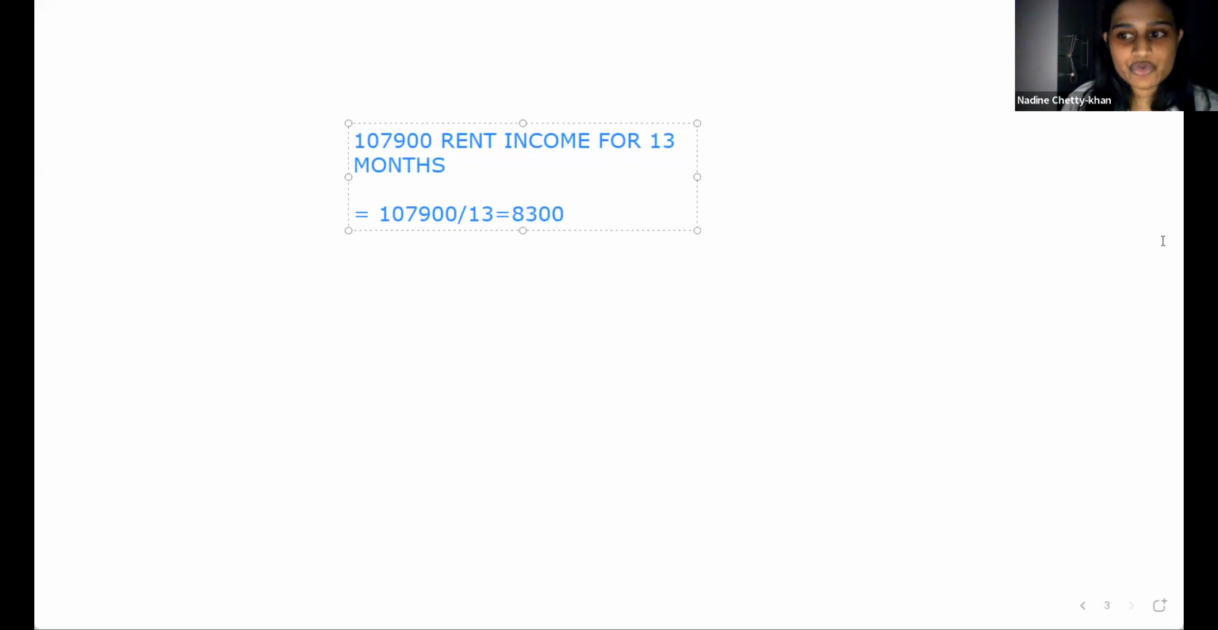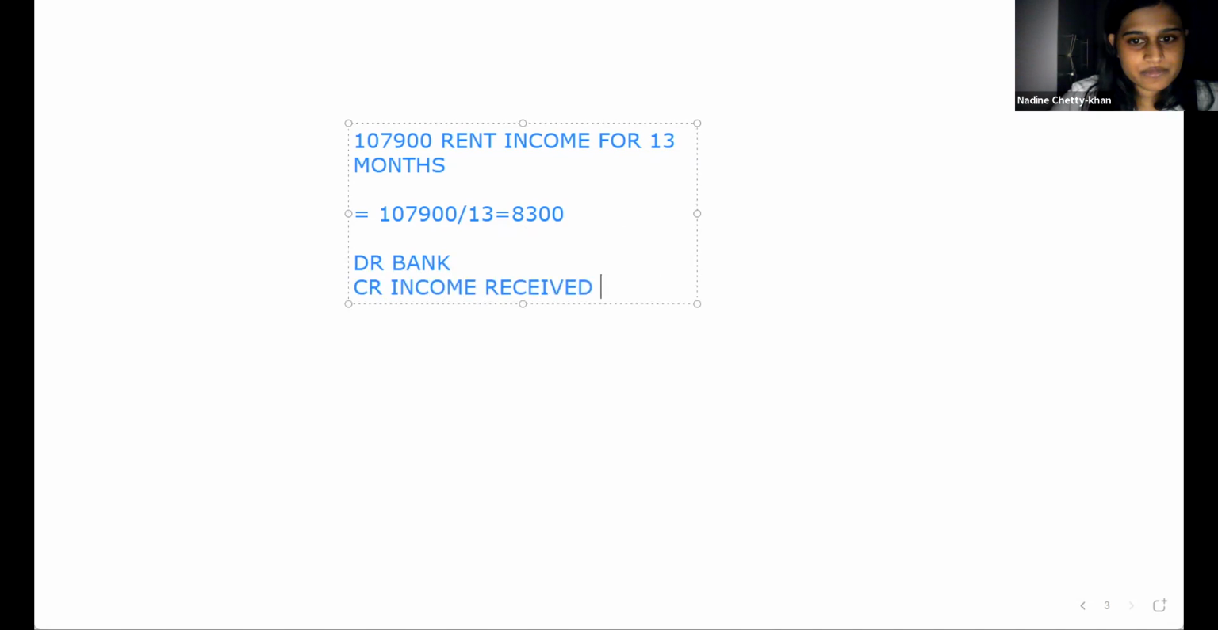So we now need to remove that because it's basically received in advance, right? The journal entry should have been debit bank, credit income received in advance, which is a liability. What we did was credit rent income. So what must we do? We must decrease rent income by 8,300. Okay, that had two adjustments. So we're done with H.